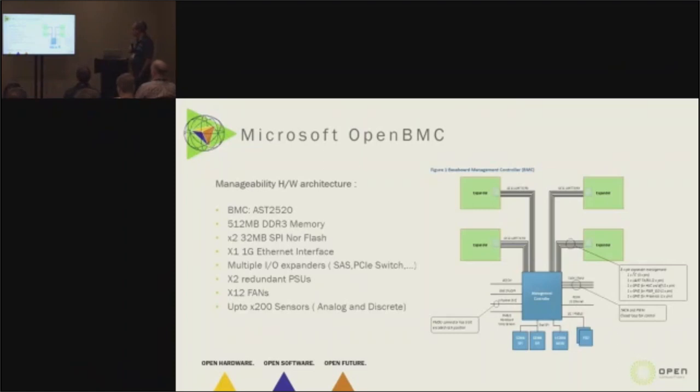I2C was for the SMBus communication between the BMC and the expander, to collect some of the data and get the event log out of the expander, and UART was for console redirection. And in each enclosure, we have two redundant PSUs that are connected through the PMBus to the BMC. And we have about 200 different types of sensors, including analog and discrete.